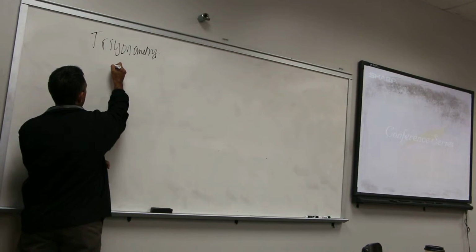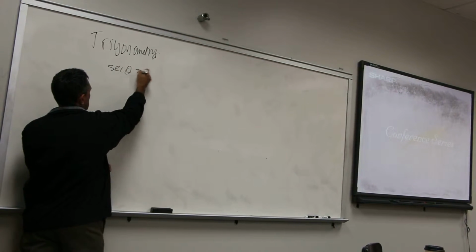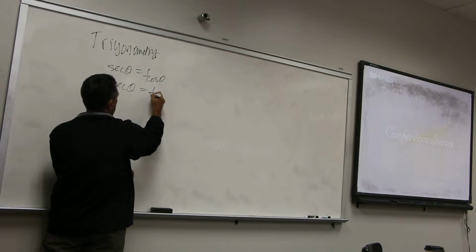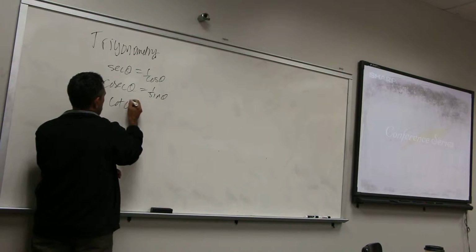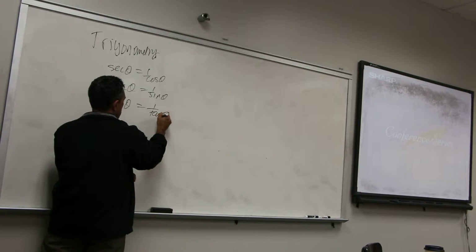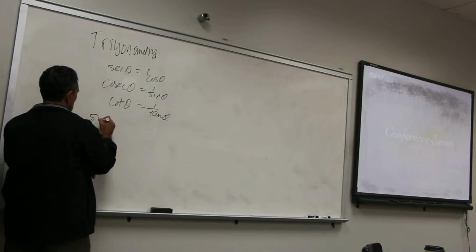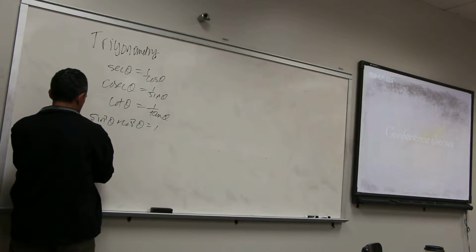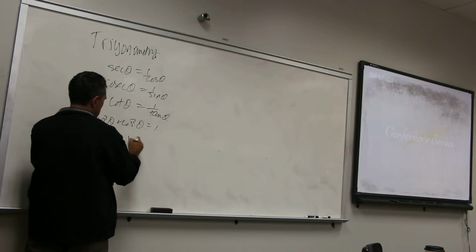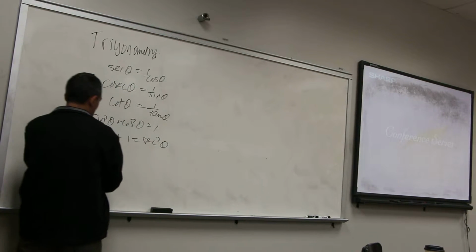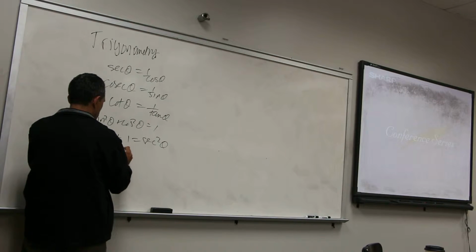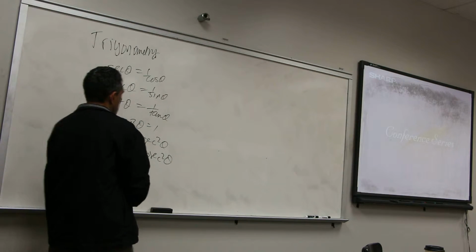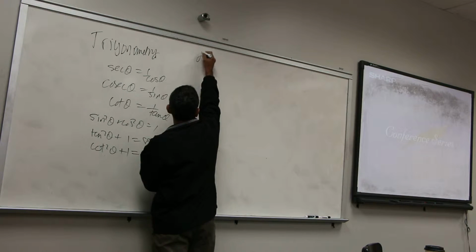That the secant of theta is one over the cosine of theta, and the cosecant of theta is one over the sine, and the cotangent of theta is one over the tangent. And that the sine squared theta plus the cosine squared theta is 1, and that the tangent squared theta plus 1 is equal to the secant squared theta, and that the cotangent squared theta plus 1 is equal to the cosecant squared theta.